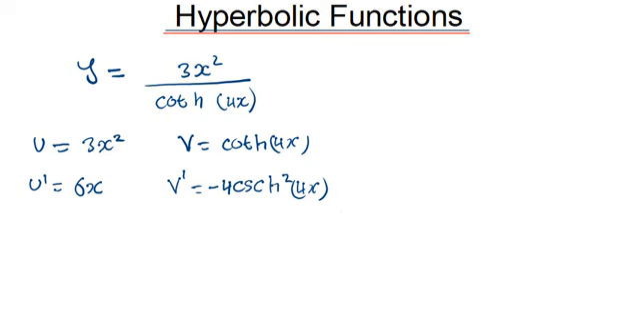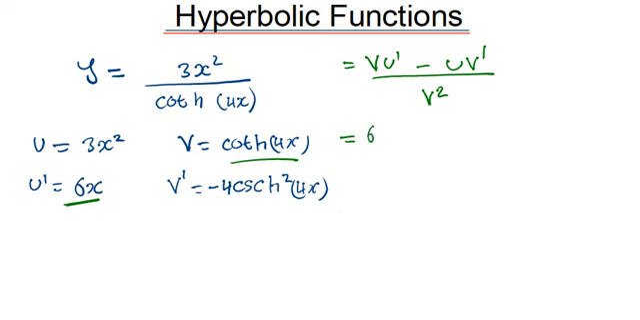So to remind ourselves, the quotient rule says we have v du dx minus u dv dx, sometimes written as u dv dx, divided by v squared there. Okay, so we're going to say our v multiplied by our u prime. This is our v multiplied by the u prime there. So that's 6x multiplied by hyperbolic cotangent of 4x. That is 6x hyperbolic cotangent of 4x there.